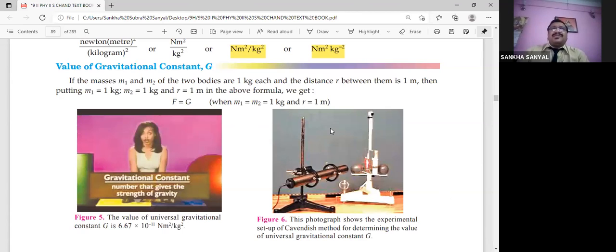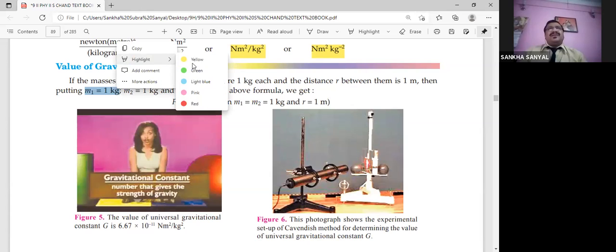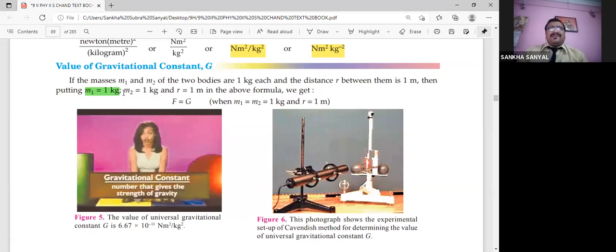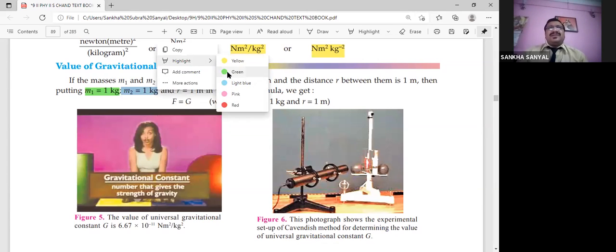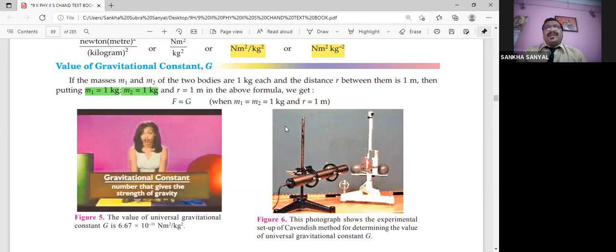Suppose the mass of the two bodies is 1 kg each. The masses M1 and M2 are both taken to be 1 kg, just for simplicity of calculation and to find the value. The distance between the two bodies is taken to be 1 meter.